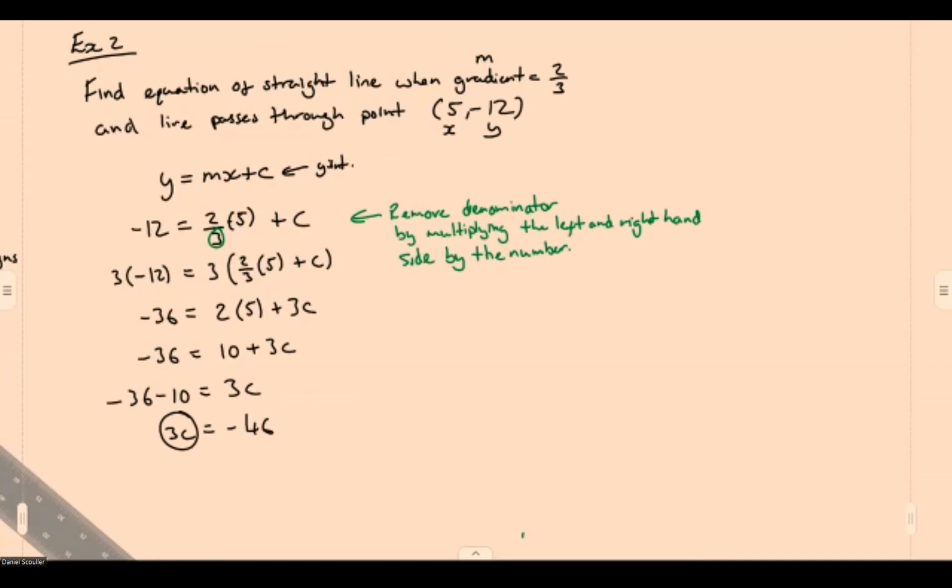Okay, so we're going to substitute 3c back into this format. We've multiplied this by 3 and we've multiplied the gradient by 3 to remove that denominator. So we're going to end up with 3y equals 2x, oops, minus what we've just found for 3c, which is -46. Okay, and that's the equation of the straight line.